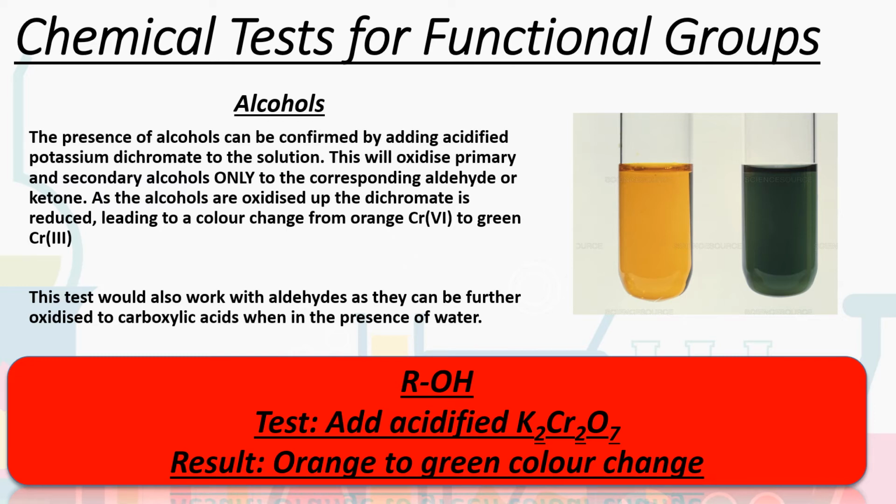And so the test is to add acidified potassium dichromate, K2Cr2O7, acidified with sulfuric acid. And the result, if we have a primary or secondary alcohol, is that we'll go from orange to green.